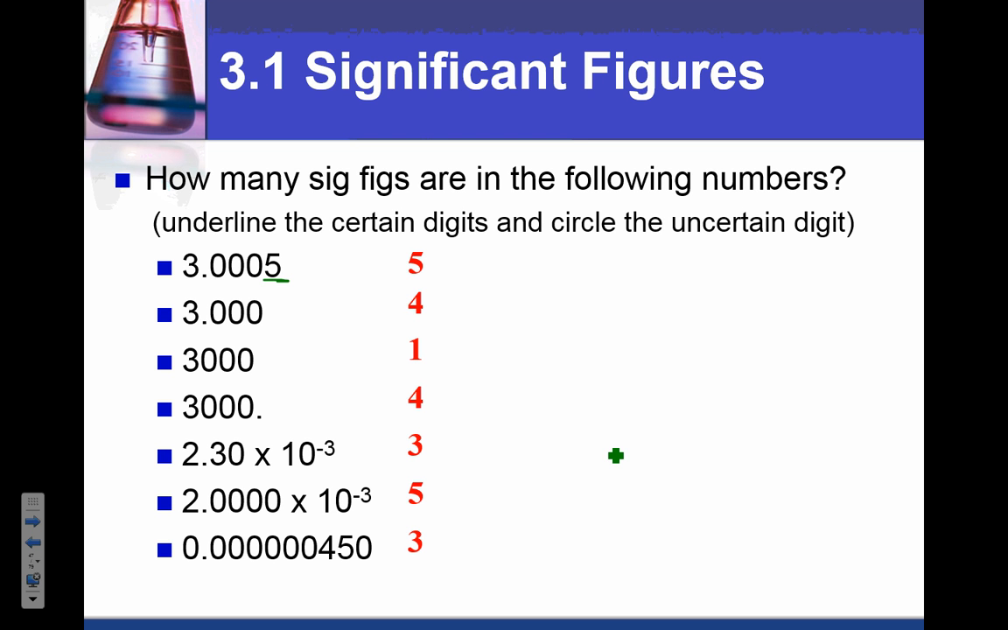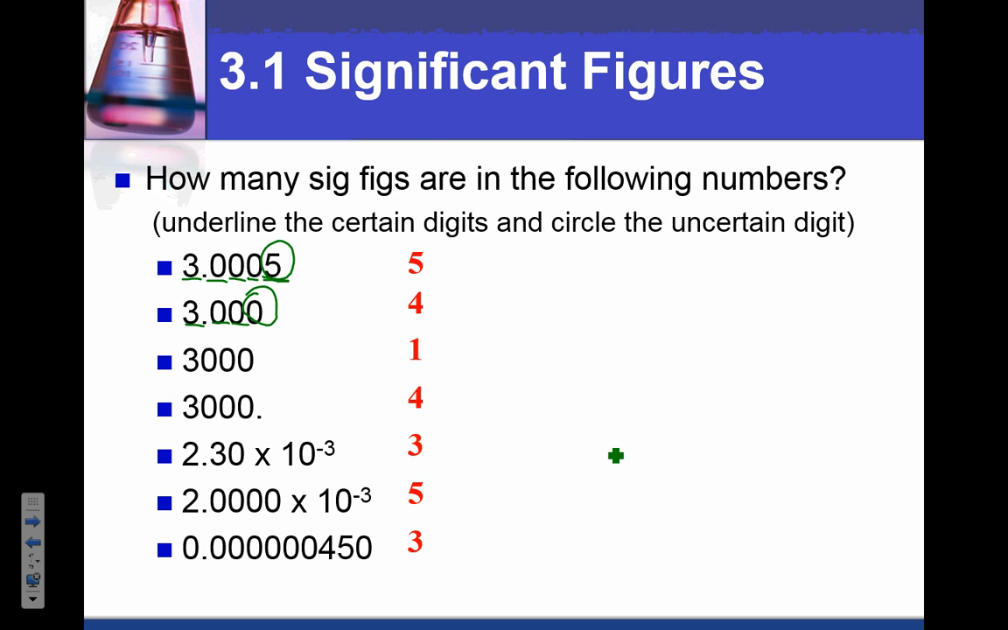So what this says is underline the certain digits. Well, the 3, the 0, the 0, the 0, all those had to have been certain. And then circle the uncertain digit. Well, that's got to be that one. So that's a total of 5 significant digits. Next one had 4 significant digits. So that means this 3, this one, and this one all had to be our certain digits, and that one had to be our estimated digit for a total of 4 significant digits.